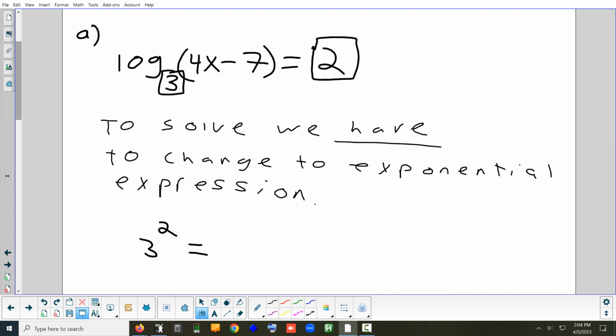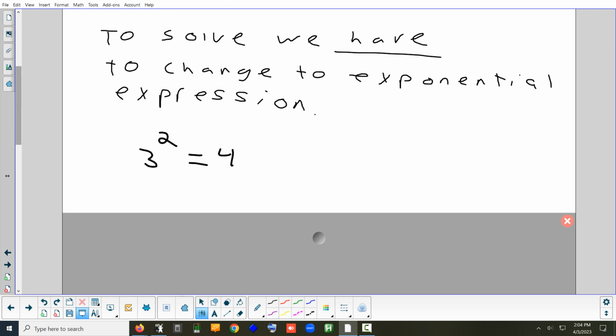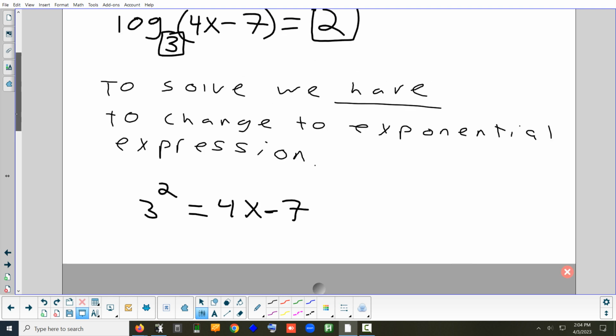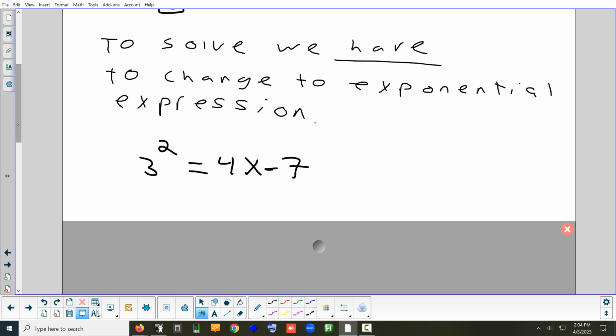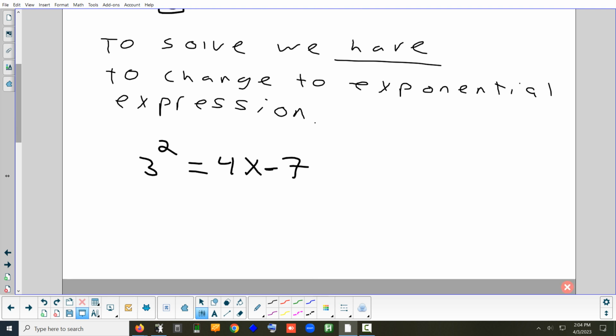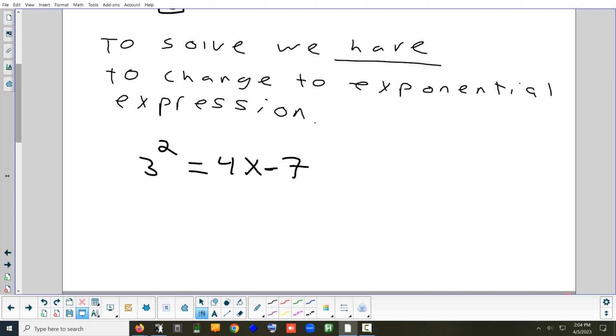So the argument is going to end up on the right-hand side by itself. Can anybody tell me what is my argument in this problem? 4x minus 7. So now, as far as the logarithm part of this problem, that's done. So now you just solve this with algebra 1. What's the first thing you would do in that equation to start to solve it? Yeah, let's do the exponent. What's 3 to the second power? 9. So we have 9 equals 4x minus 7.